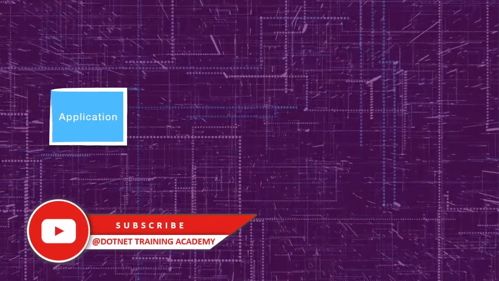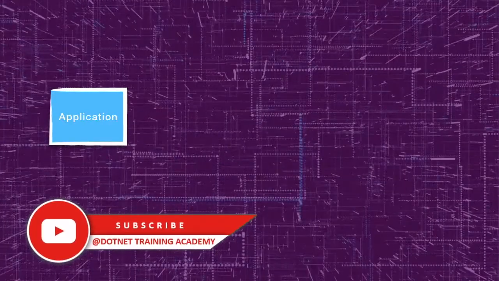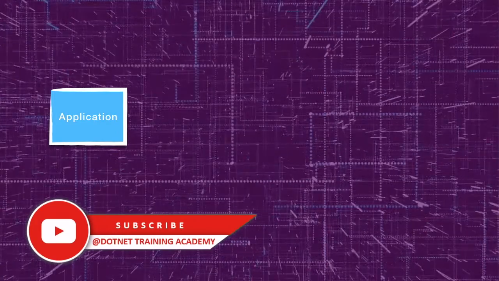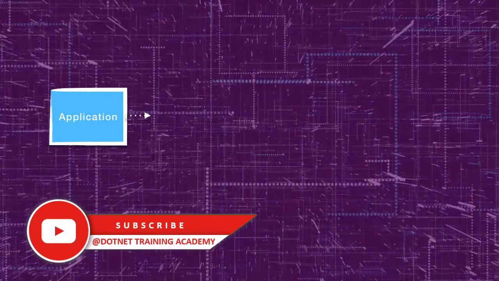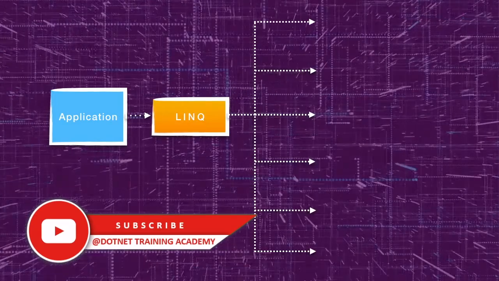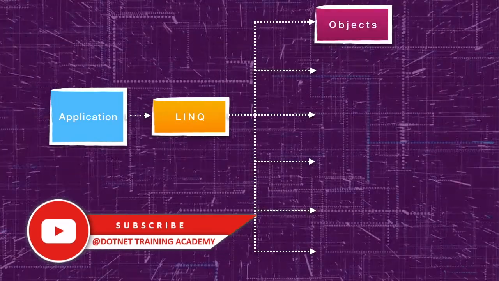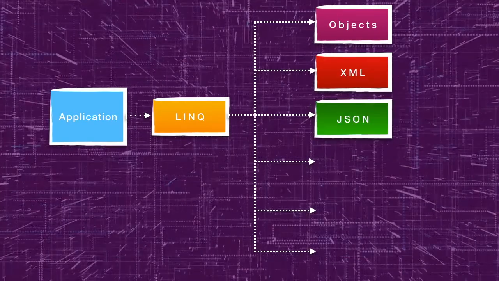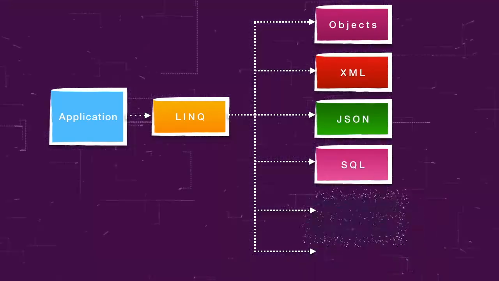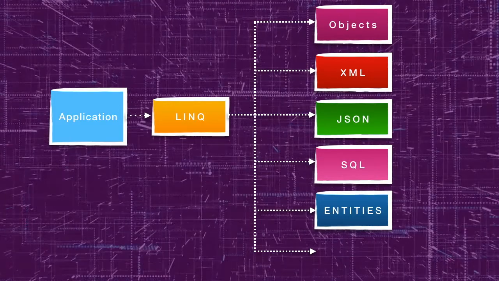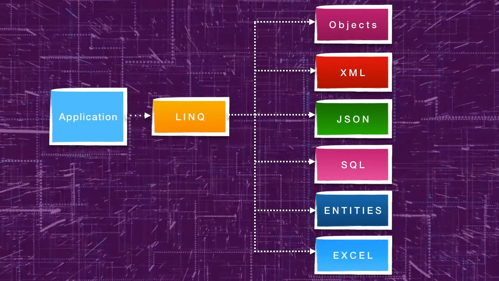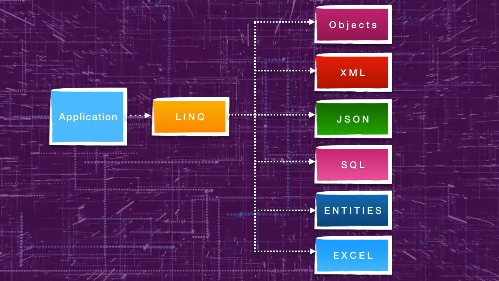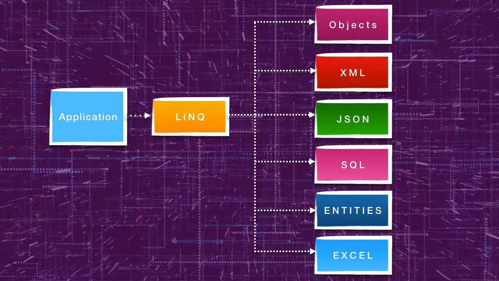We basically have an application. It may be a web, desktop, mobile, or some sort of application which requires a data source. So we use Linq to query the data source. The data source may take many forms, like C# objects, XML, JSON, SQL, entities like Entity Framework entities, and it may be from Excel. Not only this, there are many other data sources that Linq supports.